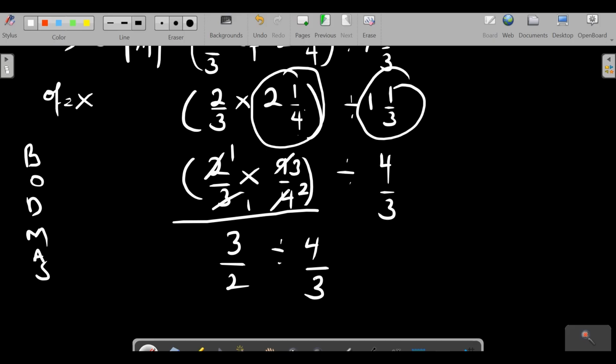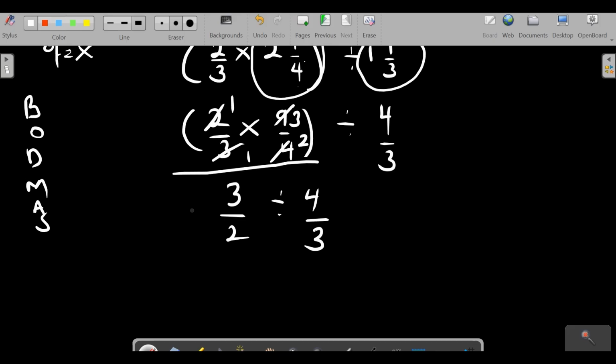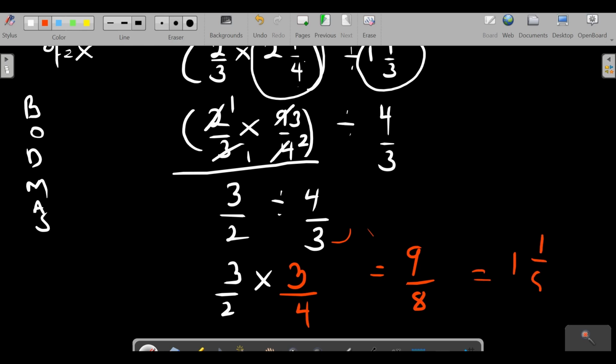So how do you do this? The next thing is we change our division to times. That will be 3 over 2 times, and the next fraction will turn upside down. That is, this 3 will go to your numerator, while your 4 will turn to the denominator. So we can now say 3 times 3, that will be 9. 2 times 4, that will be 8. So how many 8 can you see? That will be 1 and 1 over 8. So that's our final answer.